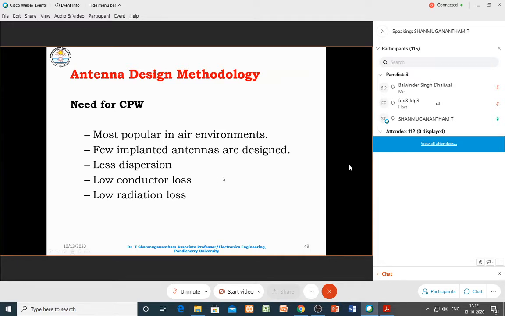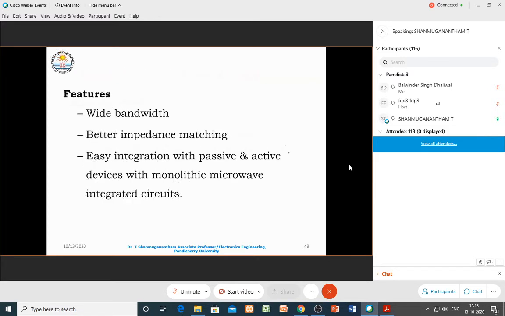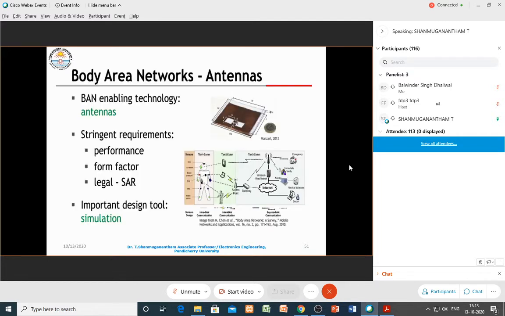and then less dispersion compared to the microstrip, as well as low conductor loss and low radiation loss compared to the microstrip transmission line. And the unique advantages are wide bandwidth, better impedance matching, and easy integration with passive and active devices; monolithic microwave integrated circuits are also possible. That's why we used that one.